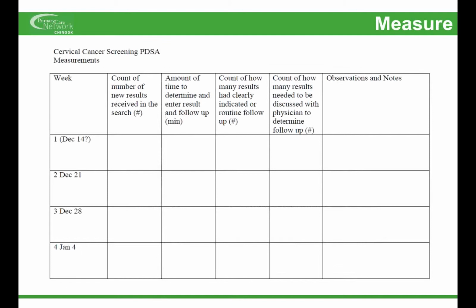And so because the scale of this test was a little bit broader, they did want to test this for 4 weeks, and they endeavored to actually do a count of the workload and the amount of time this would take, as well as the opportunity to write observations and notes because this was a new sort of process improvement.